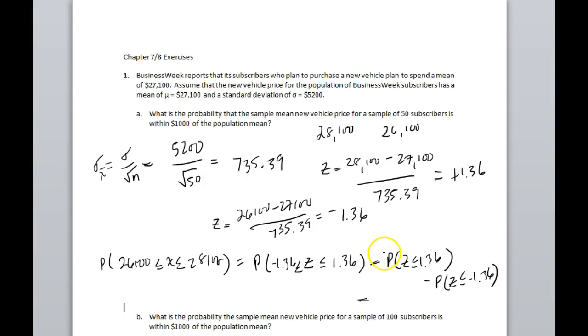So for this one, for the positive 1.36, the probability that we get is 0.9131. And for the negative 1.36, it is 0.0869. We get these from the tables, and that gets us 0.8269. So this is the probability that the sample mean is going to be within 1,000 of the population mean on either side. That's 82%.